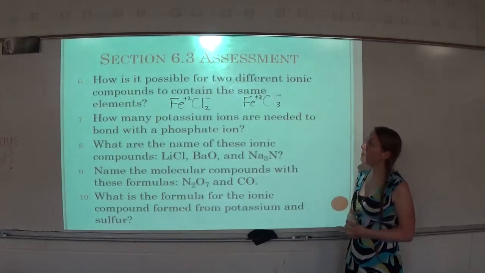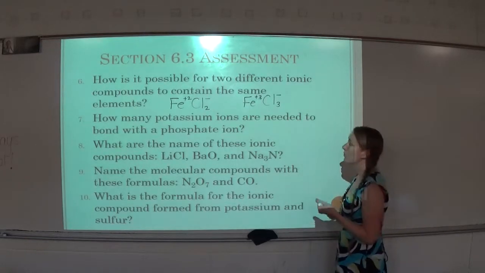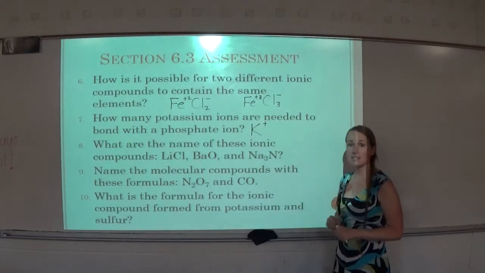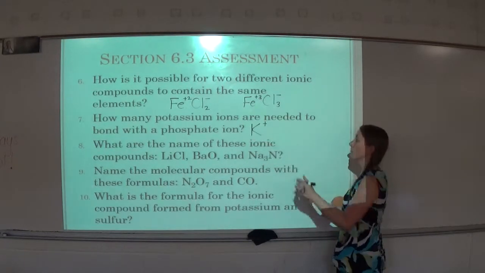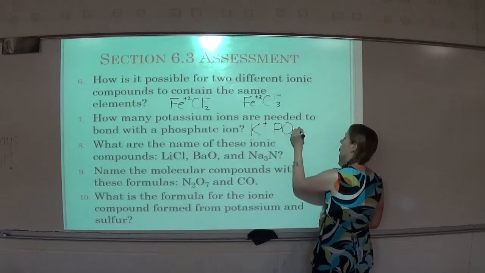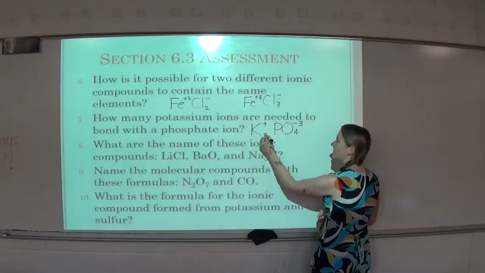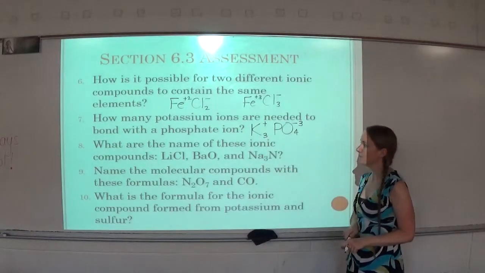So number 7, how many potassium ions are needed to bond with a phosphate ion? Well, potassium is K, and because it's in group 1, it has a +1 charge. And then phosphate is one of the polyatomic ions, PO4 -3. So I would need to cross my 3 down. How many potassium ions are needed? It would be 3.